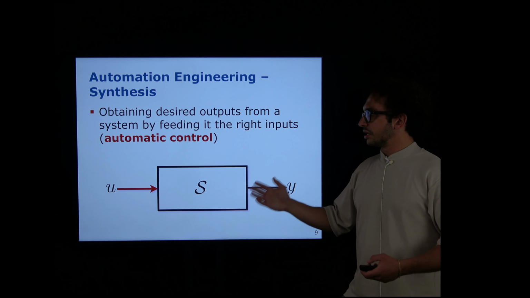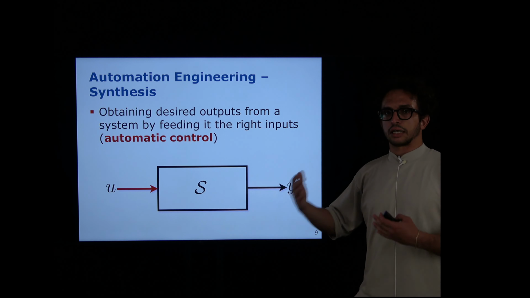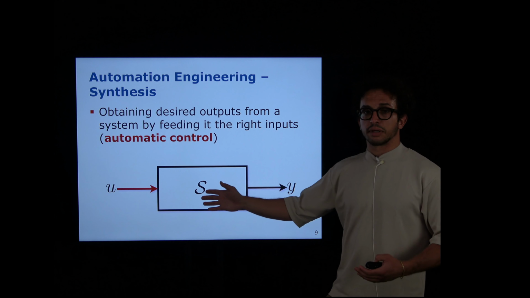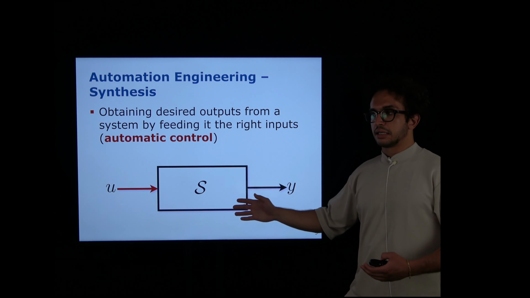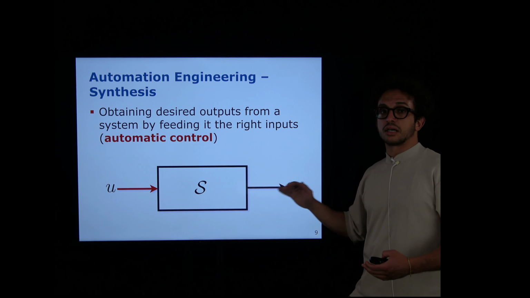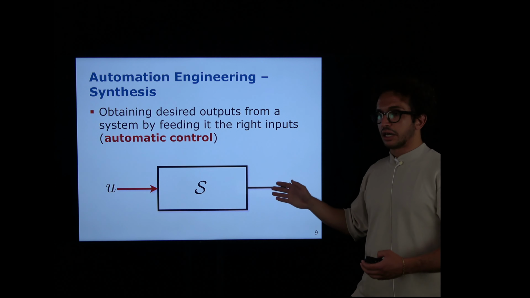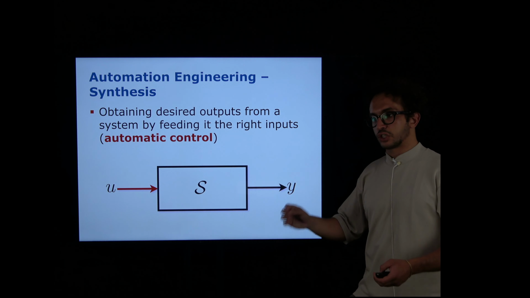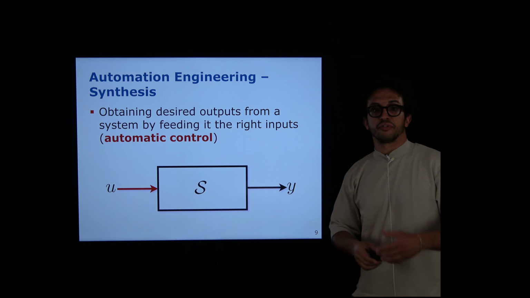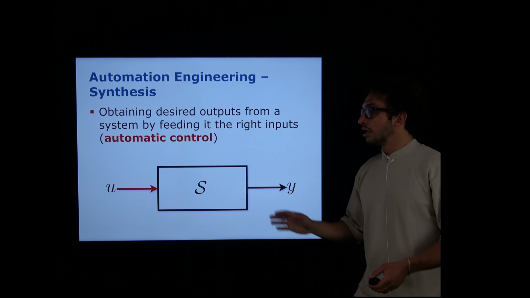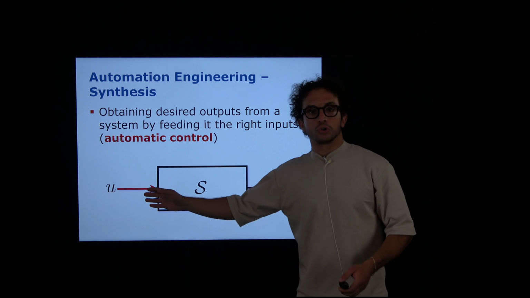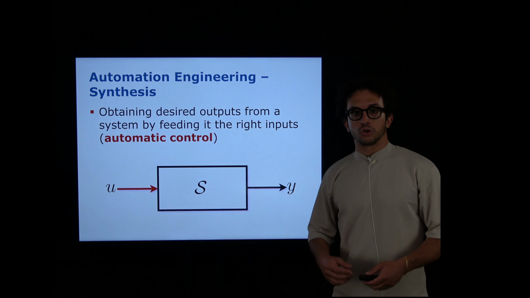The synthesis, on the other hand, goes the other way. We have the system again, the power plant, and we want a desired output. We have a goal. We want to have a certain amount of energy or a certain amount of chemicals or whatever it is. What input should I feed to the system in order to have this specific output?